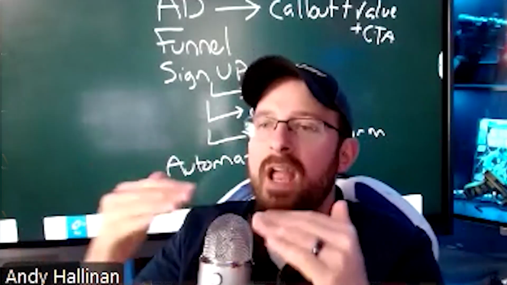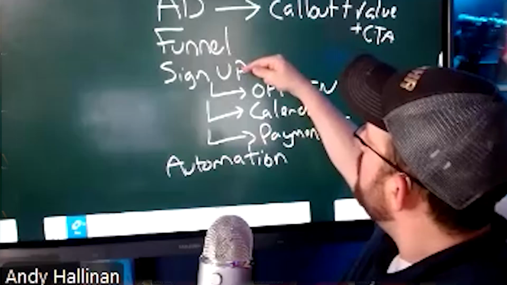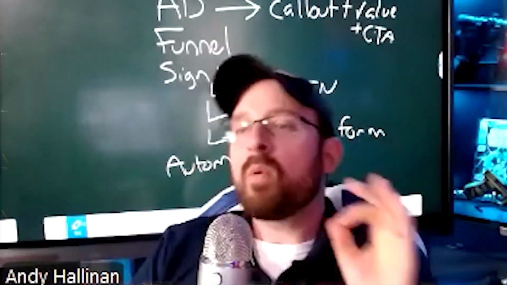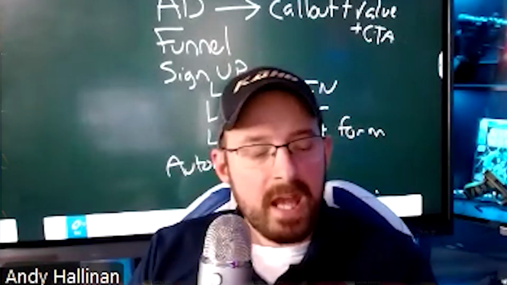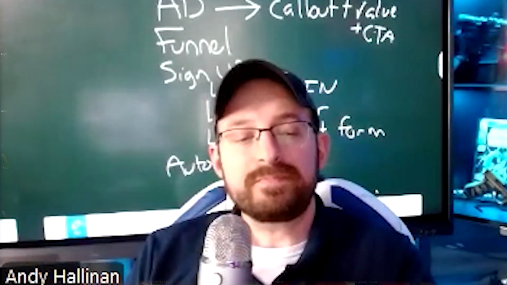So just like we create rules, like the rule of a new offer is ad, funnel, sign up process, which is one of these three things, and then an automation, that's a new offer. I want rules for the landing page. And so I set out to create a cheat sheet. I wanted a one-page document that shows you exactly how to build a landing page.